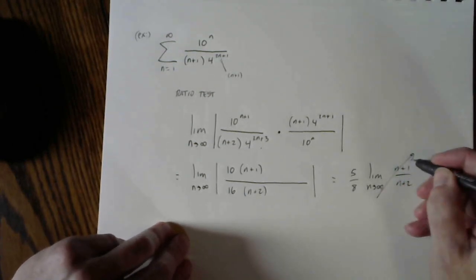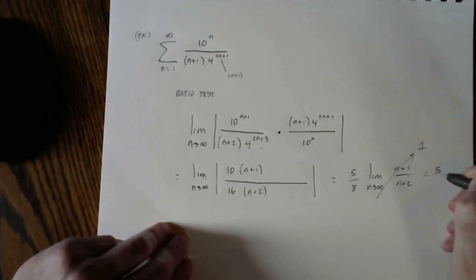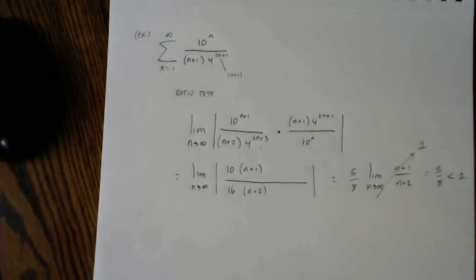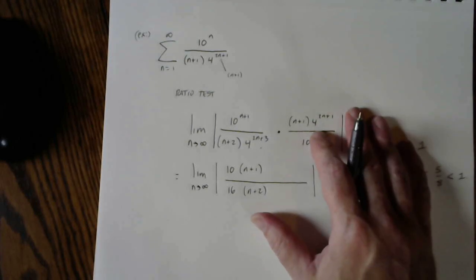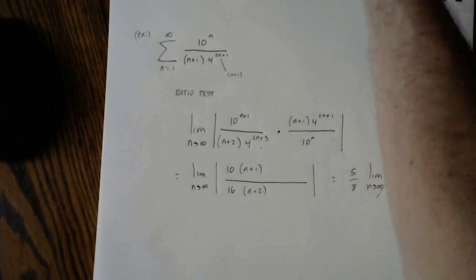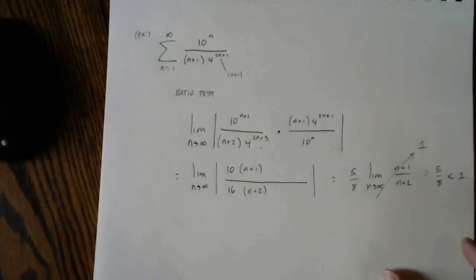And again, what's this limit? This limit is 1. So this is 5/8. That is also less than 1. This one converges as well. Keep in mind, like we said, you're not going to know what it converges to. That only really applies to the geometric series.